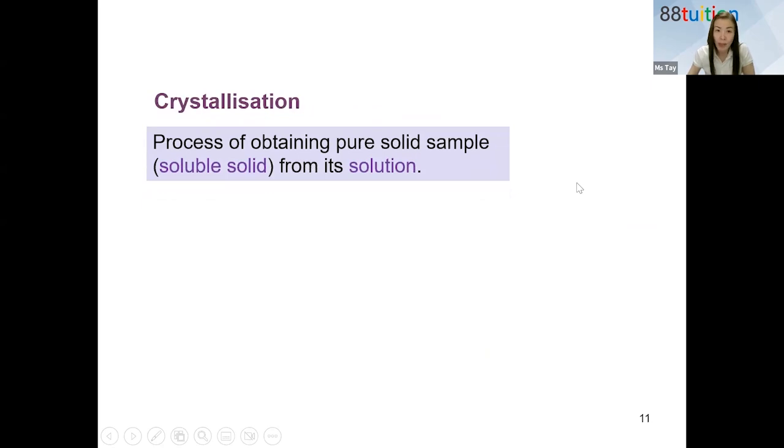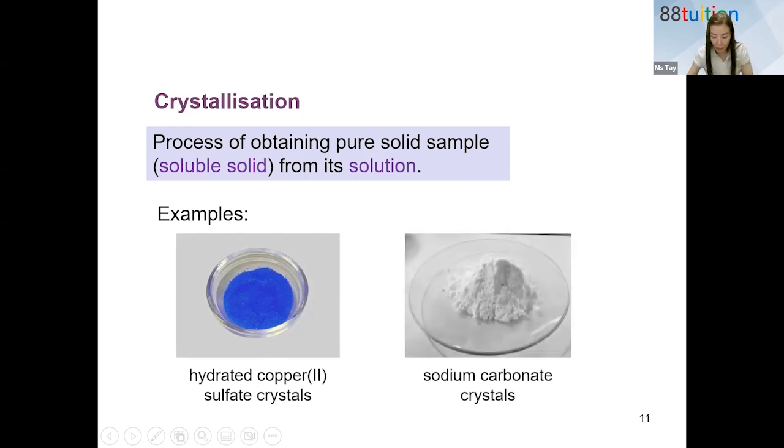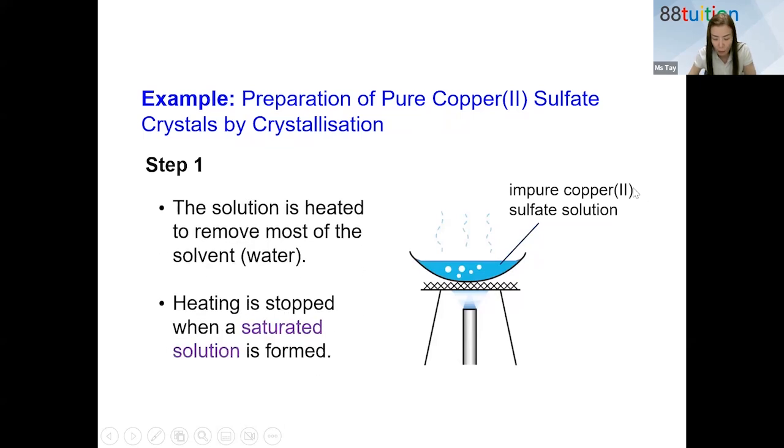So what do we do? We carry out crystallization. With crystallization, we can get back substances that decompose on heating. You have two examples here, copper sulfate crystals and sodium carbonate crystals. So how do we carry out crystallization? Step 1, we have this impure copper(II) sulfate solution. Then the solution is heated to remove most of the solvent, which is water. Heating is stopped when a saturated solution is formed. Usually we heat it until half the amount.